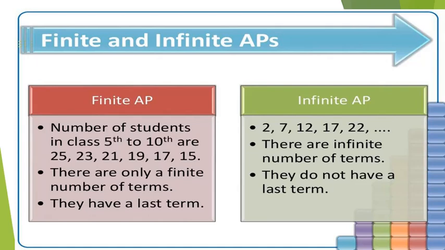Now for an infinite AP: 2, 7, 12, 17, 22, or let's take any other example, the list of even numbers, the list of odd numbers. There are infinite even and odd numbers. They do not have a last term. That's why they are called infinite AP.